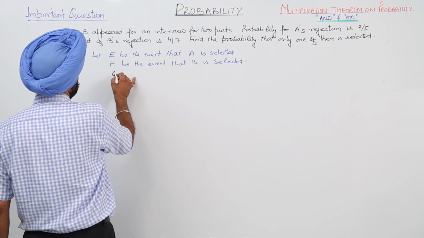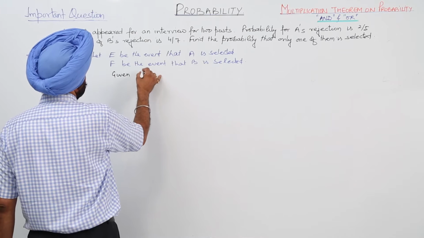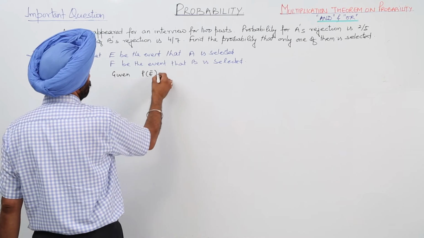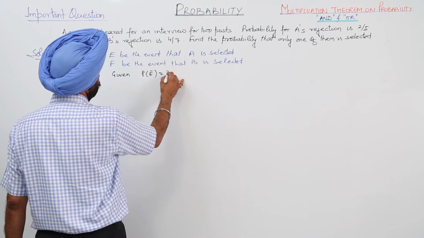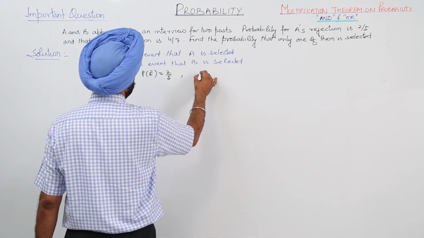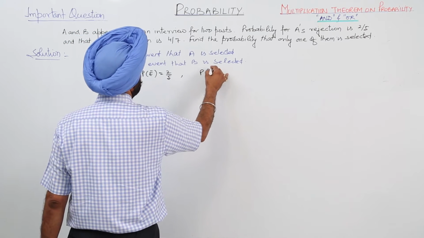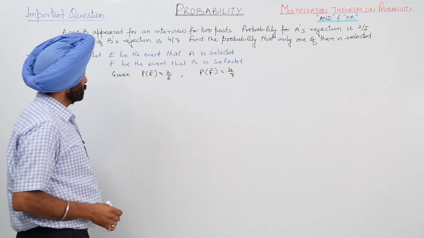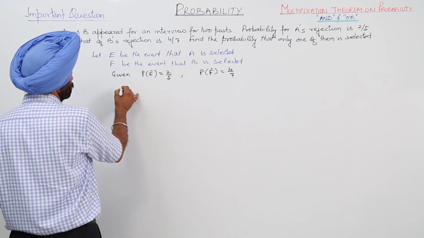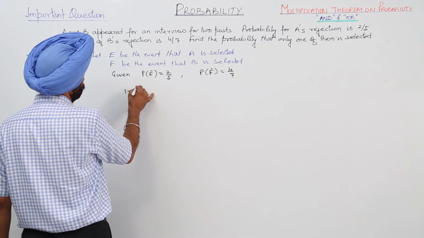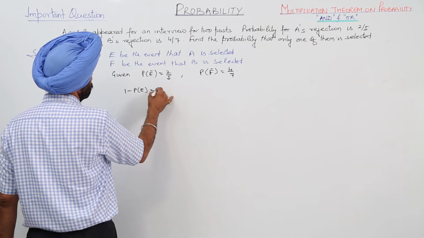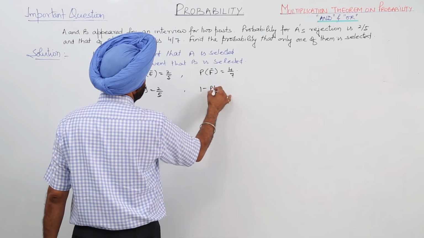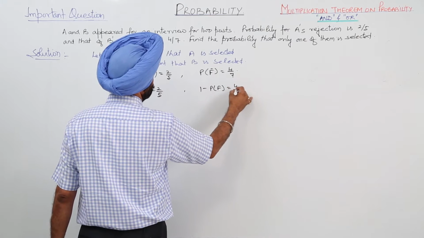Now, given probability for the rejection of A, that is E naught, is 2 by 5 and probability for the rejection of B, that is F naught, it is 4 by 7. Now, P E naught, to this what we can write? 1 minus probability for E is equal to 2 by 5 and 1 minus probability for F is equal to 4 by 7.